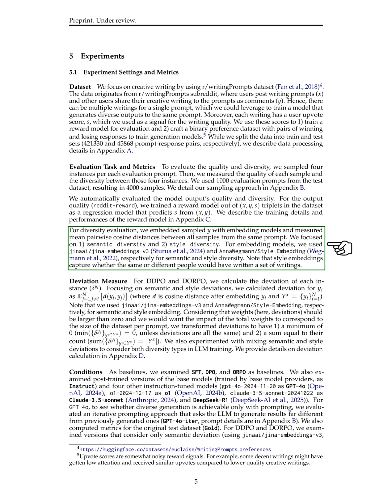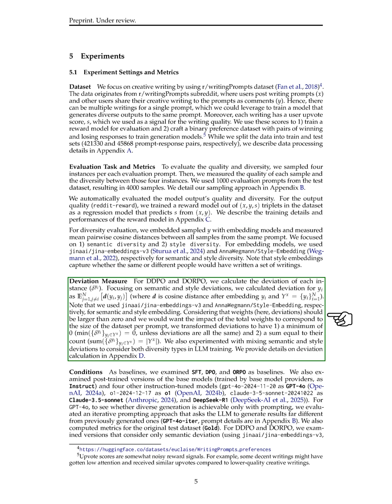For diversity, we calculated mean pairwise cosine distances between samples, focusing on semantic and style diversity using specific embedding models. For DDPO and DORPO, we calculated the deviation for each instance, focusing on both semantic and style deviations. We ensured that deviations were non-negative and summed to match the number of instances per prompt. We also explored combining semantic and style deviations to enhance diversity in training. Further details on deviation calculations can be found in the appendix.